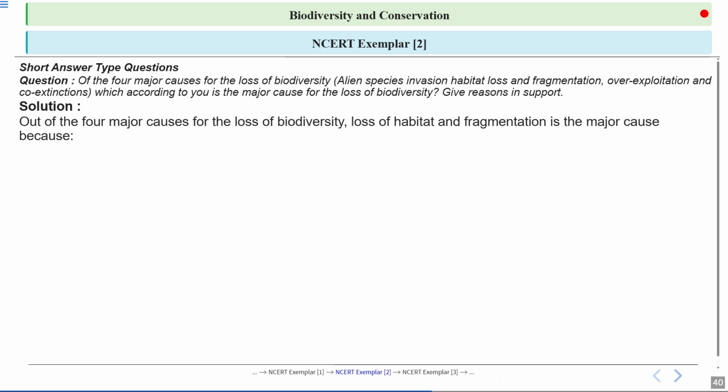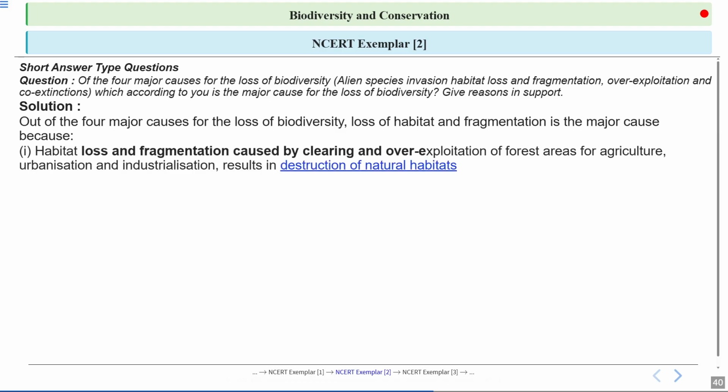So, out of the four major causes of loss of biodiversity, loss of habitat and fragmentation is the major cause, because let's have a look at this. So basically, habitat loss and fragmentation happens when forests are cleared or overused for farming, cities, and industry. So basically, these forests are being cleared for farming, for doing agriculture, for building cities and industries. And this destroys the natural homes of plants and animals, making it hard for them to survive and reproduce.